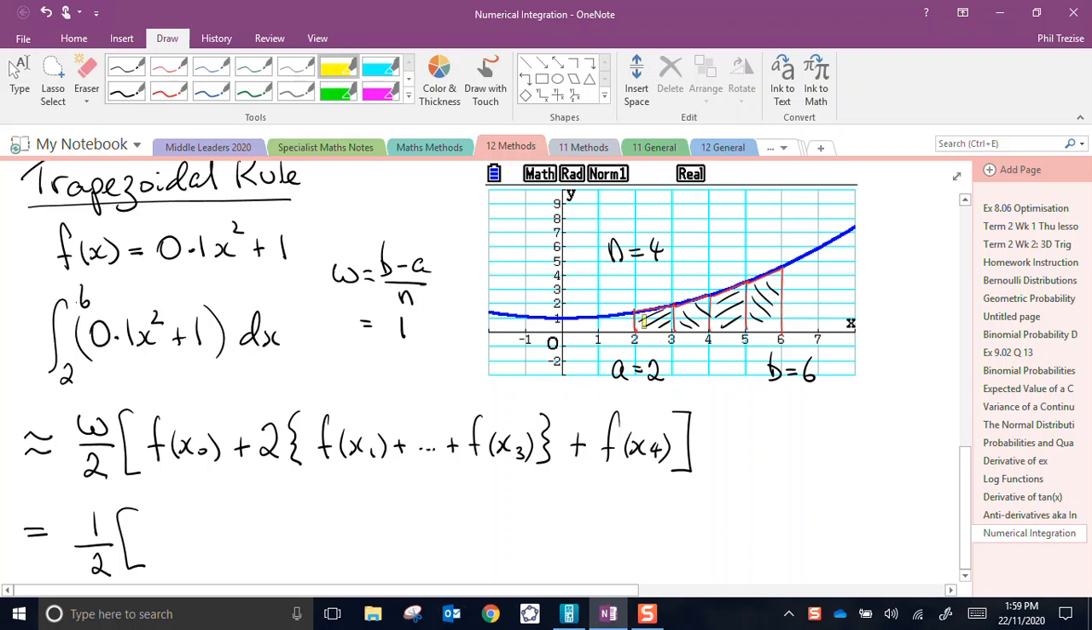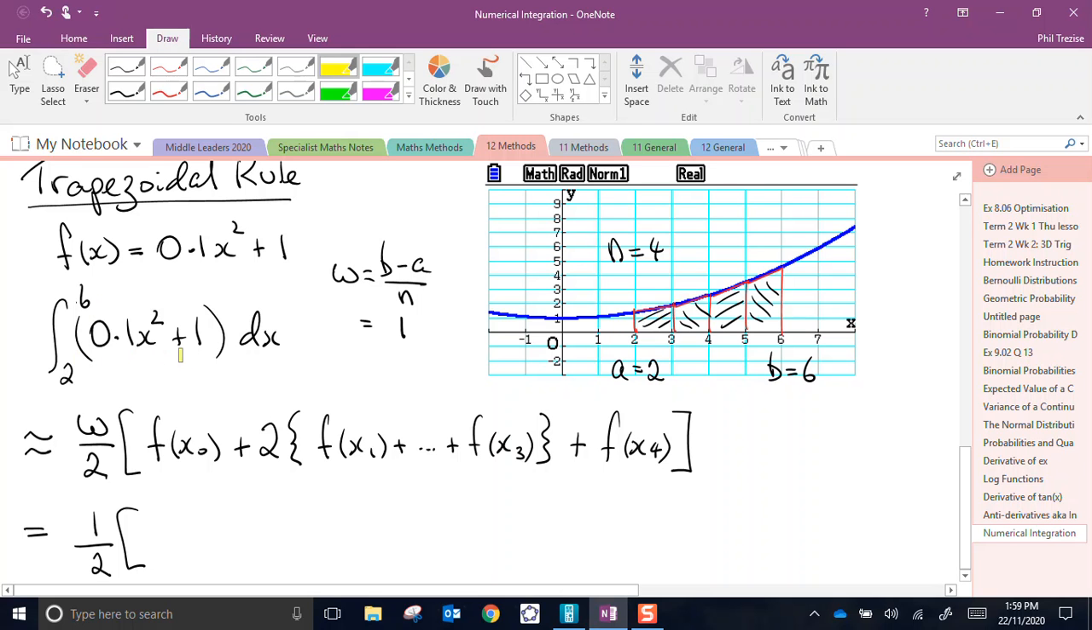So I'm thinking that I could use 4 sections, and the width of each section would be b take a divided by n. That comes out to 6 take 2, which is 4, divided by 4 comes to 1. And if I use a little straight line across the top here instead of a left or a right rectangle, I get a better approximation for the area underneath the curve. It's still not perfect because I'm using a straight line between the two edges instead of a curve. So it's somewhat different, but not by much.